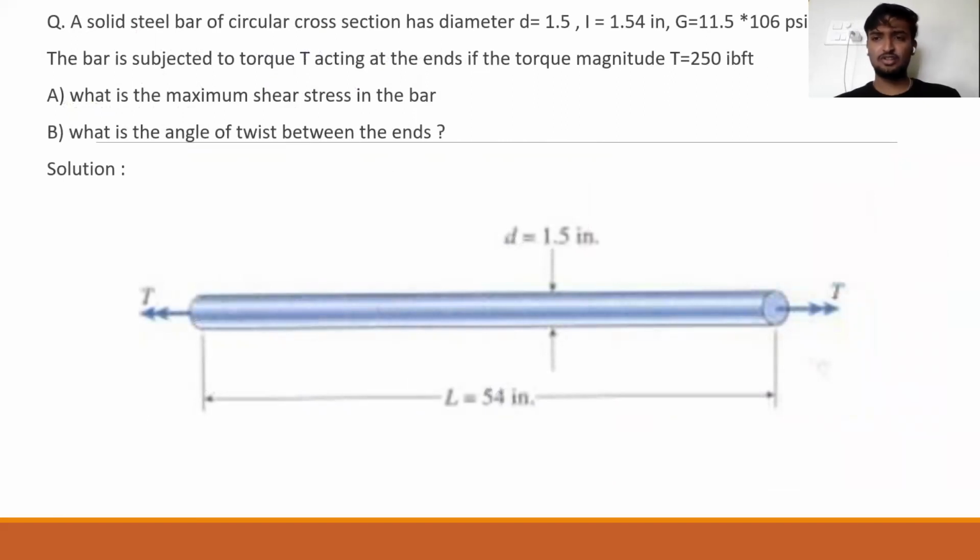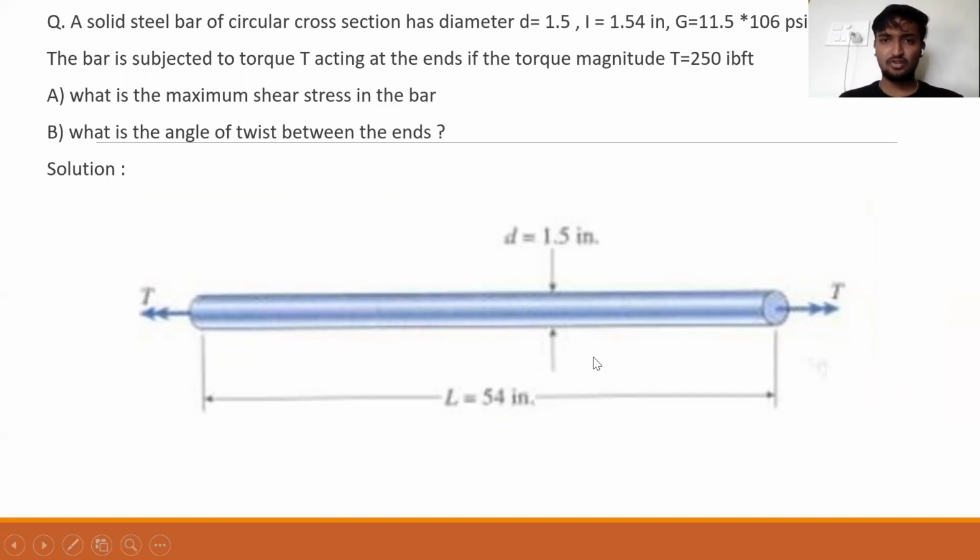Now we discuss a small numerical problem related to this topic. A solid steel bar of circular cross section has diameter d equal to 1.5 inch, length L equal to 54 inch, and G equal to 11.5 times 10 to the power 6 psi. The bar is subject to torque T acting at its ends, with magnitude T equal to 250 ft-lb. So, what will you find? What is the maximum stress in the bar and what is the angle of twist between the ends?